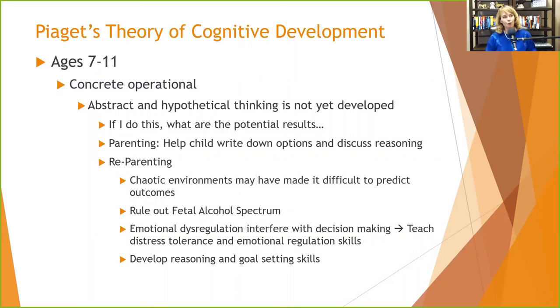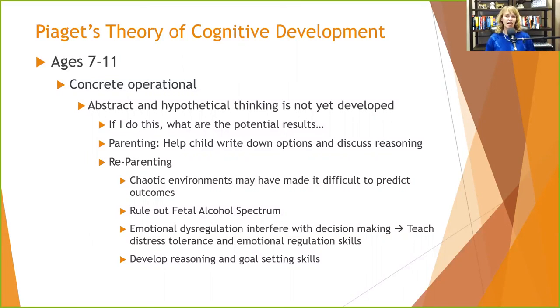So if you're working with an adult that grew up in a chaotic environment, we want to help them start trying to predict outcomes, which will help reduce a lot of their anxiety about, people can't be trusted. The world is a scary place. So help them explore that.